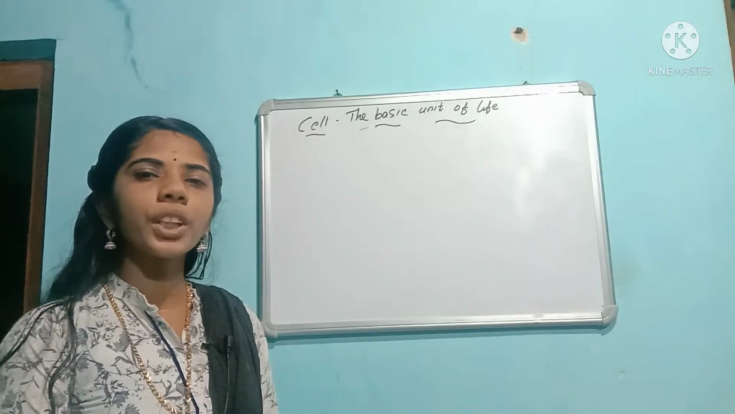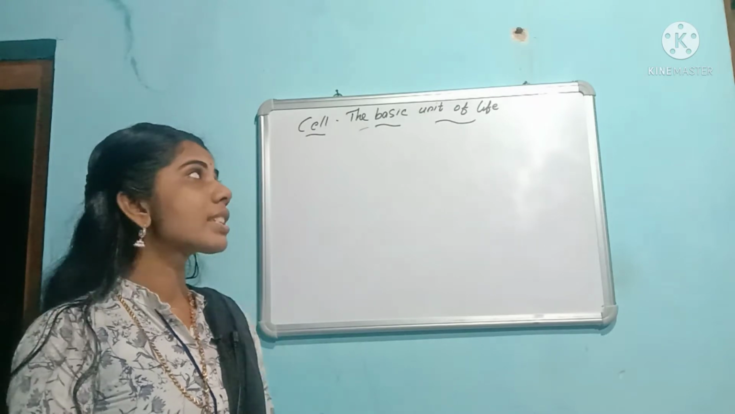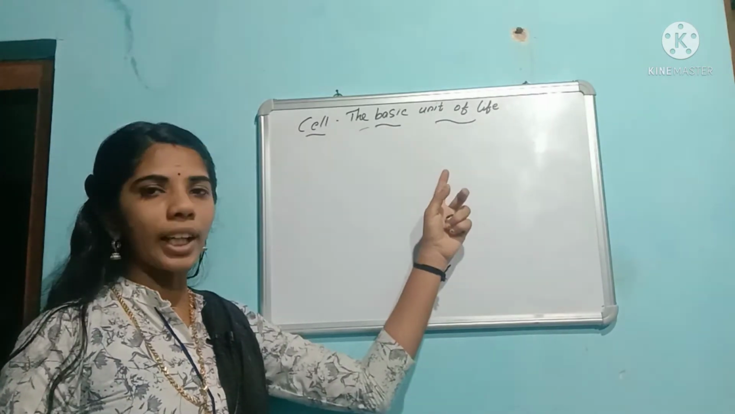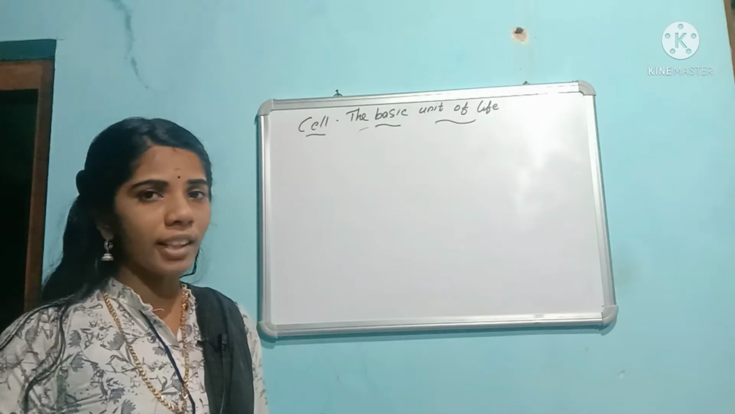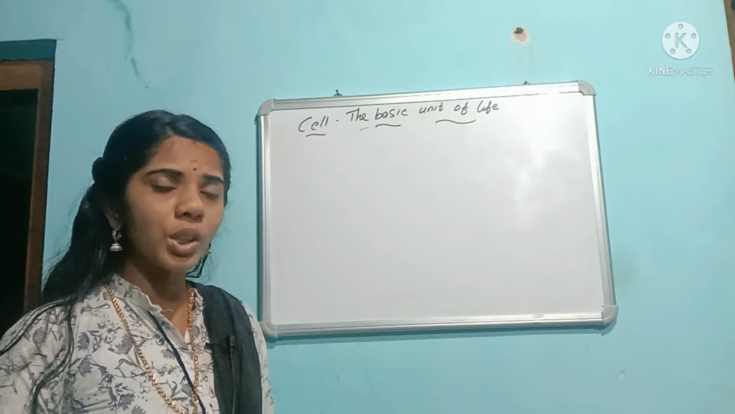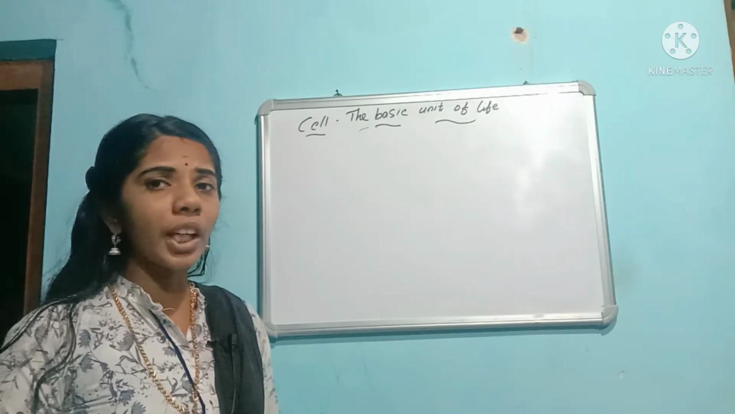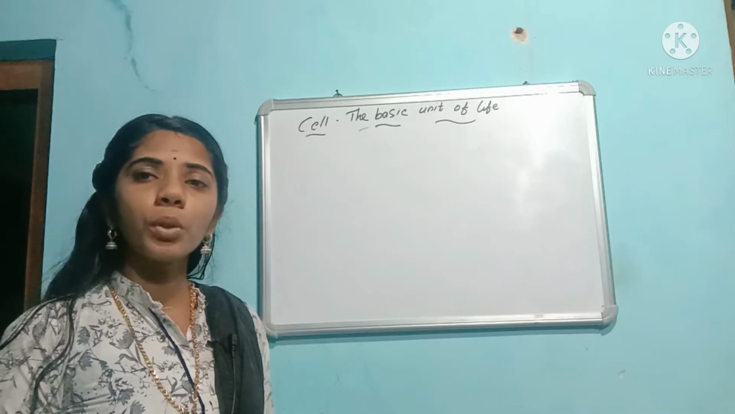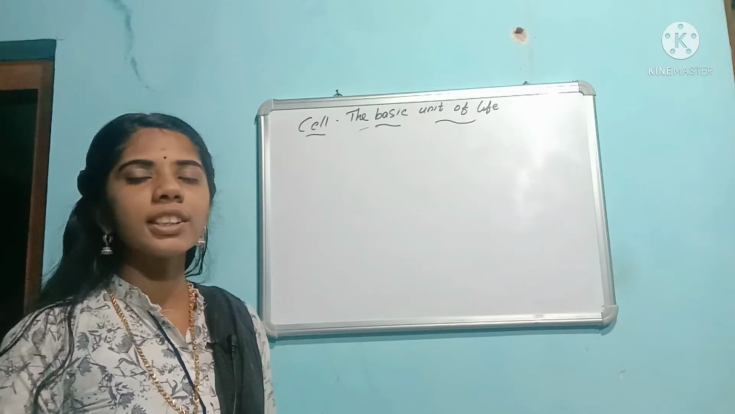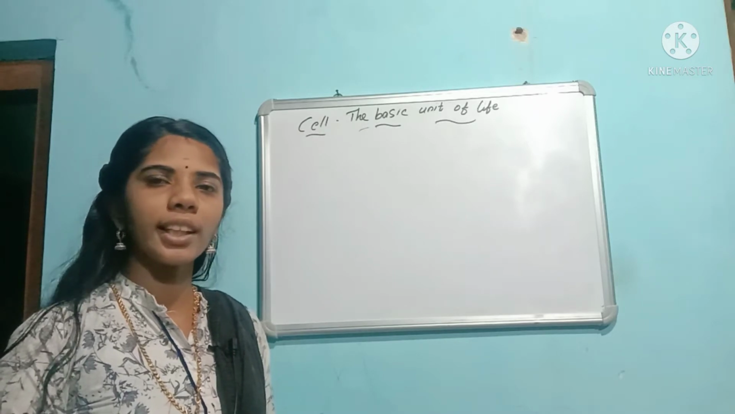Good morning friends. Today we are going to discuss one new chapter in biology: the cell, the basic unit of life. So what is the cell and what is the structure of the cell? How can we observe the cell under the microscope, and how can we observe the structure of the cell? These are the things we are going to discuss in detail in this chapter.